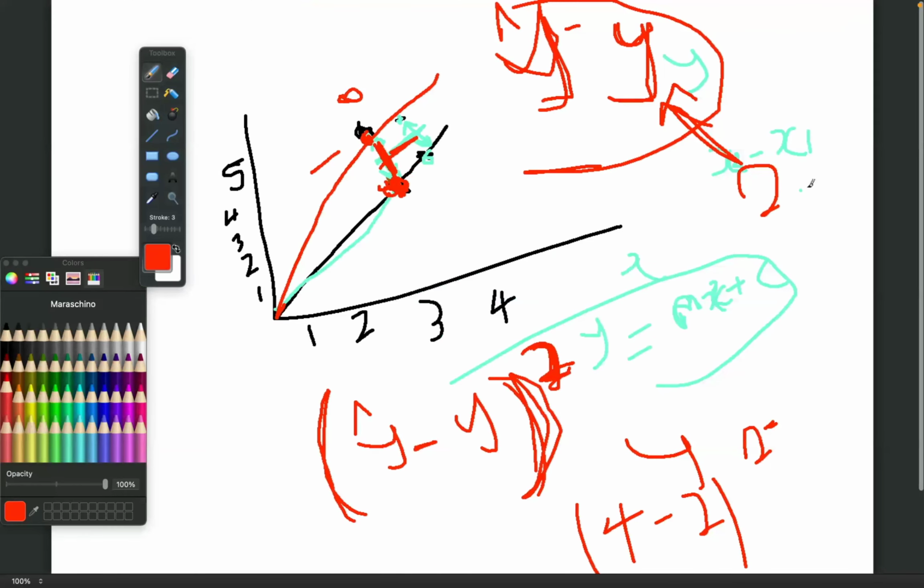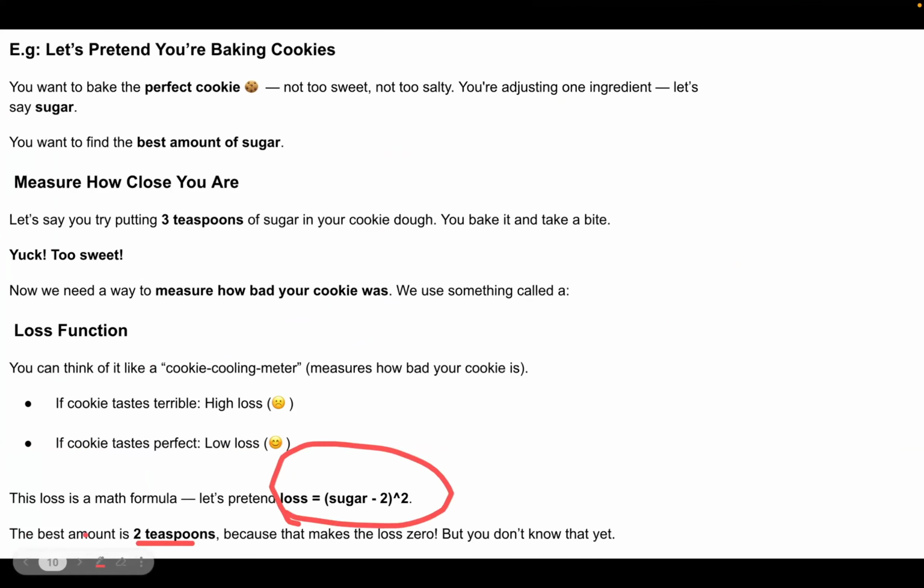If I was just doing y minus y, it's going to be like 2. So 4 minus 2, for example. So we are like 2 steps away from whatever thing we're doing. We need to make sure we are very, very close, right? So the best amount is 2 because that makes the loss 0, but we don't know yet.